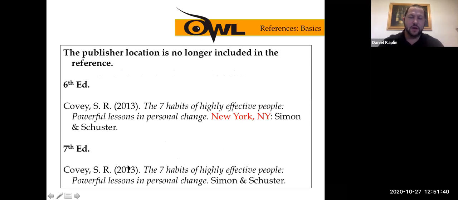And then let's talk about some changes as it relates to books. When we were doing books, we used to have the city and the state that the book publisher was in included. So you'll see New York, New York. Look at what it looks like in the 7th edition. New York, New York was pulled out. So anything in red, remove, that's code for don't do it, or it's removed.